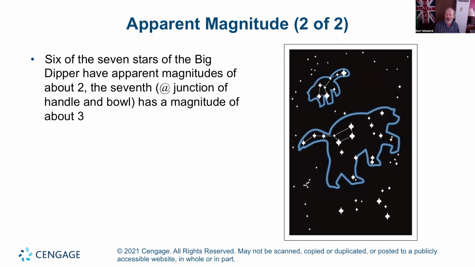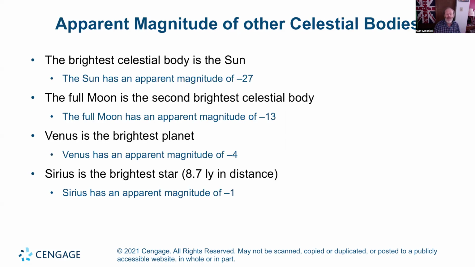Think about them like golf scores. The bigger the number, the worse the score, the lower the dimness that is. The sun, for example, is minus 27, so that's really, really low. The brightest star in the sky, Sirius, is -1. Sirius is the fourth brightest thing. That might be a quiz question. Sirius is the fourth brightest thing in the sky.